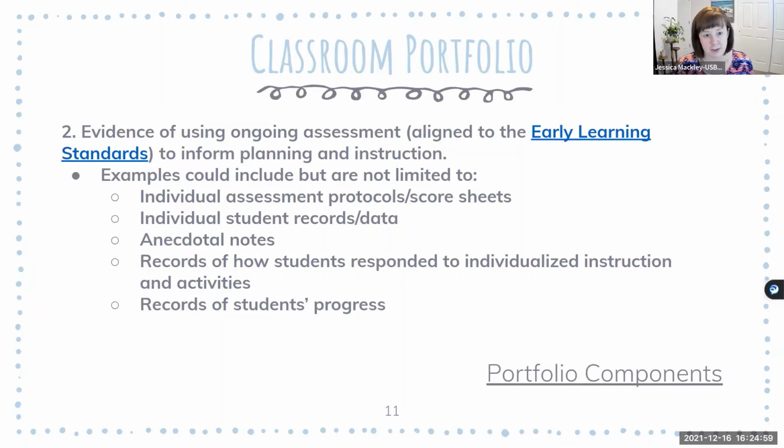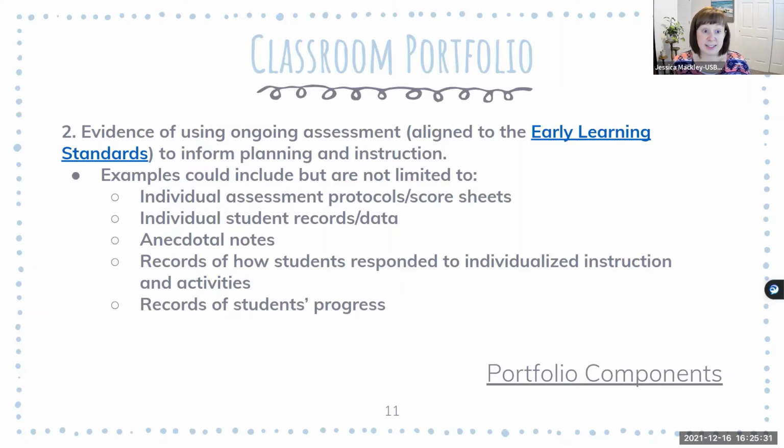So I kind of reviewed these, but individual assessment protocols could be an example. So an EPS test sheet that you've completed for the student, a DOT observation form, individual student records, so you could provide special ed data sheets that you're using, anecdotal notes, records of how students respond to individualized instruction and activities. So if you have teachers that are taking data at tables with those children, that could be submitted. Any record of students' progress, okay?